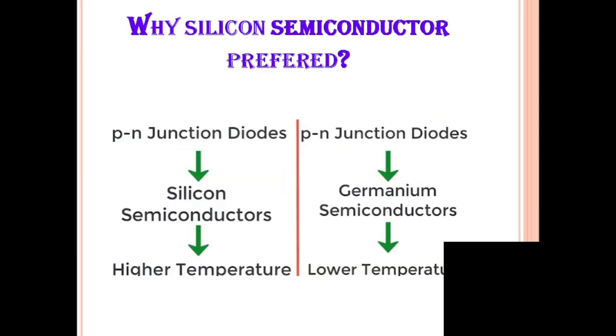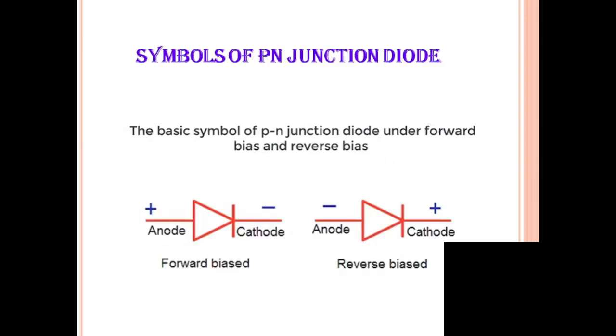So why do we choose silicon semiconductor instead of germanium? Normally, in a PN junction diode, the silicon semiconductor has a high temperature tolerance. If the PN junction diode is made of germanium semiconductor, it has a low temperature tolerance. Because of this, we prefer silicon semiconductor instead of germanium semiconductor.